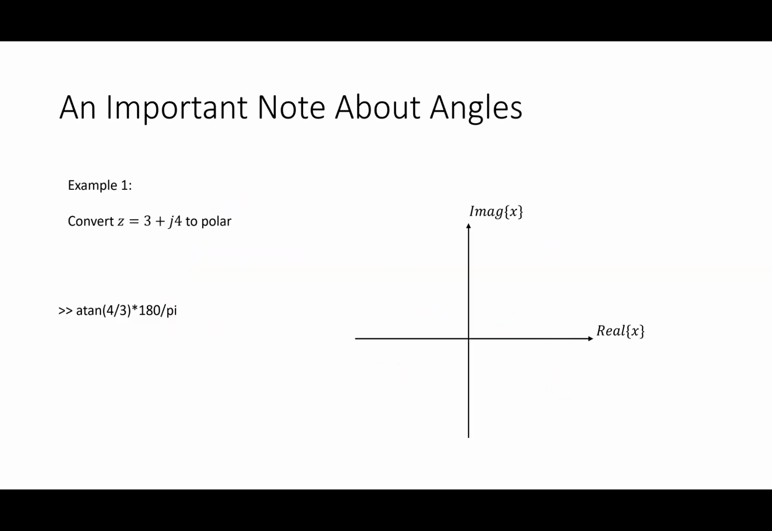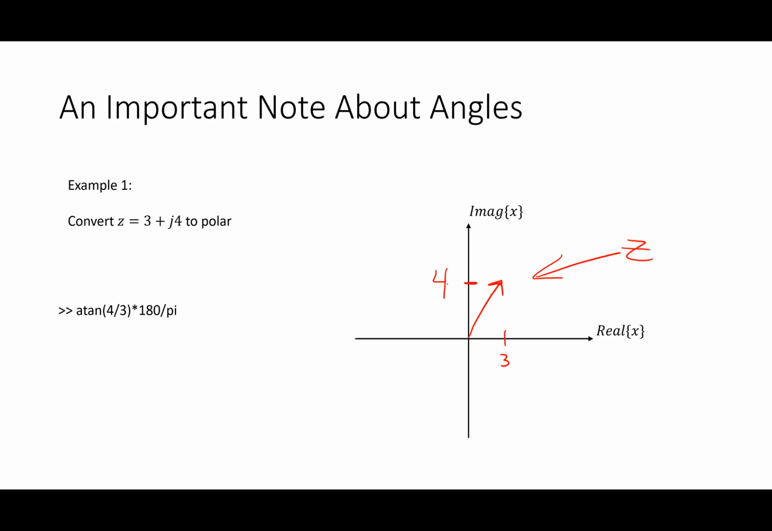All right, so 3 plus j4. How would I draw that in my complex plane? 3 to the right on the x-axis, and then 4 up. So I'd go over 3 and then up 4, and my vector would be here. This would be my vector z. Its real part is 3, and its imaginary part is 4.